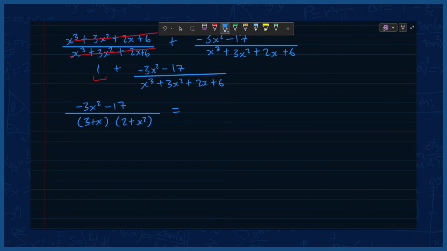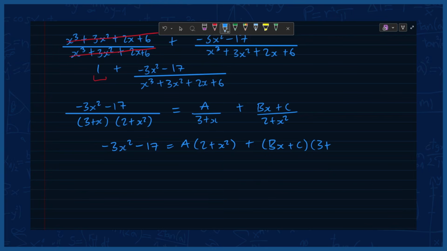So here the 3 plus x is a linear factor, so I have a over 3 plus x. And the 2 plus x squared is a quadratic factor, so I'm going to have bx plus c over 2 plus x squared. Now multiply through by 3 plus x and 2 plus x squared to get rid of all your denominators. So I've got negative 3x squared, negative 17 is equal to a times 2 plus x squared, and this is adding to bx plus c, which is multiplying your 3 plus x.